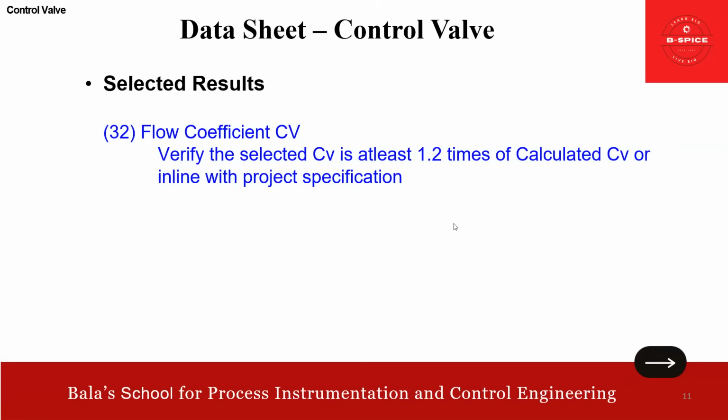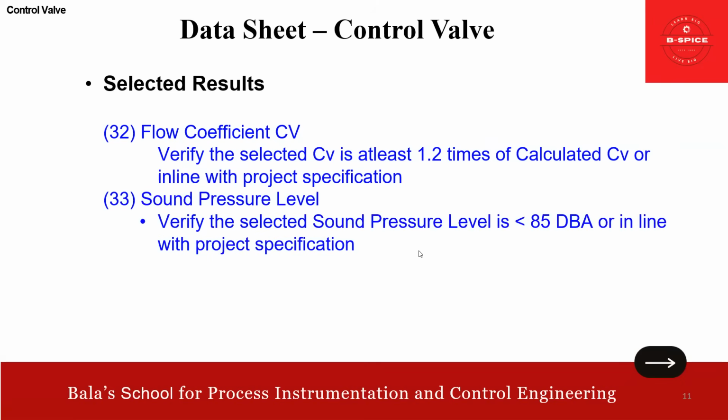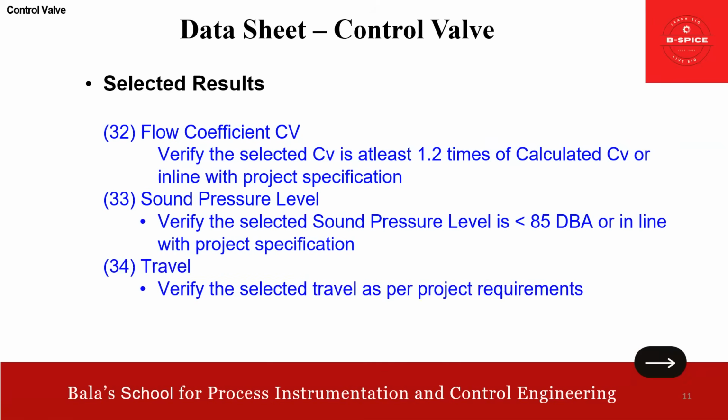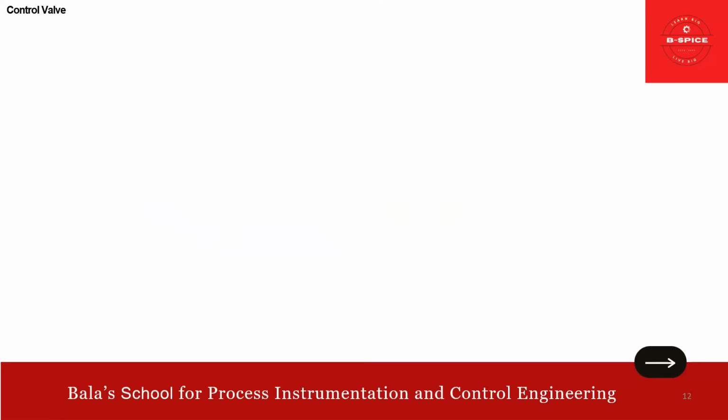But of course you need to follow what is mentioned in the project specification also, because every project, every client or every end user has their own specification, like Saudi Aramco, Exxon Mobil, Shell. Then sound pressure level. Again, as I highlighted earlier, we need to verify the noise is less than 85 dBA. Then travel, of course, selected travel as per the project requirements and as per the calculations. So this is about selected results, friends.